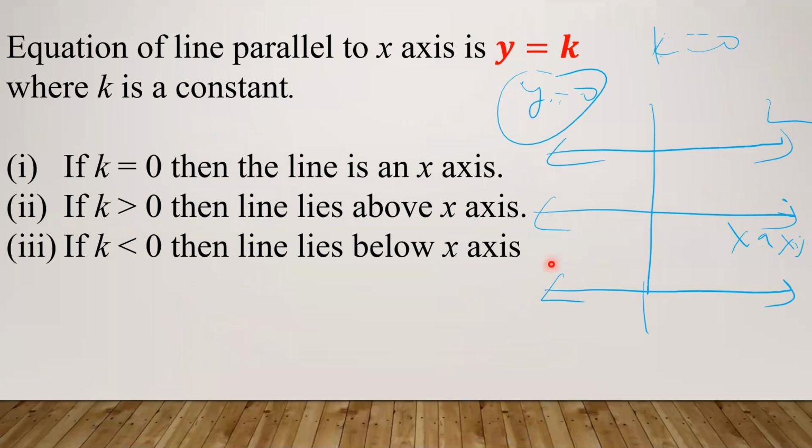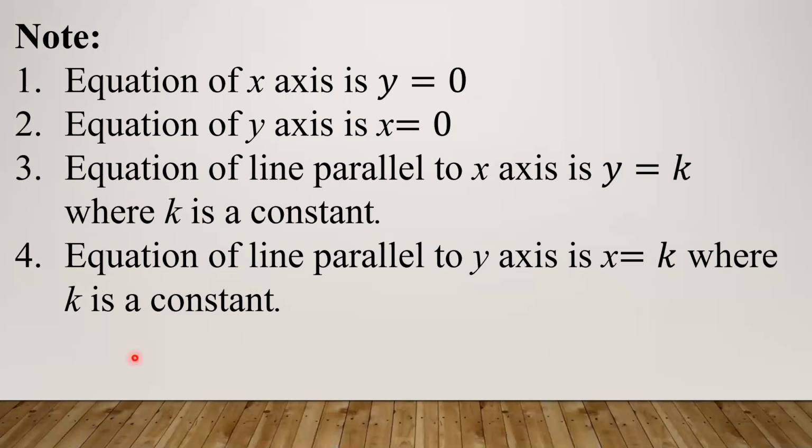So to summarize what we have seen today, these 4 things. Equation of x-axis is y equal to 0. Equation of y-axis is x equal to 0. Equation of line parallel to x-axis is y equal to some number k. K is a constant. अगर k 0 हुआ, तो that will be the x-axis. Positive हुआ, तो the line will be above x-axis. अगर negative हुआ, तो line will be below x-axis.